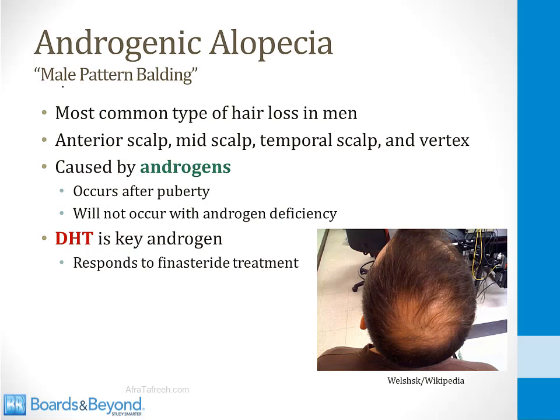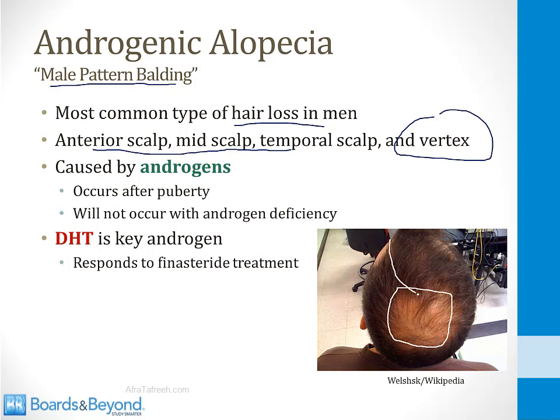Androgenic alopecia is the formal name for male pattern balding. This is the most common type of hair loss in men. Men can lose hair in the anterior scalp, the mid-scalp, the temporal scalp, and the vertex, which is the top of the head. If you look at this picture on the screen, this man has thinning of the hair at the top of the head. In addition, this area right here often has hair loss in androgenic alopecia.